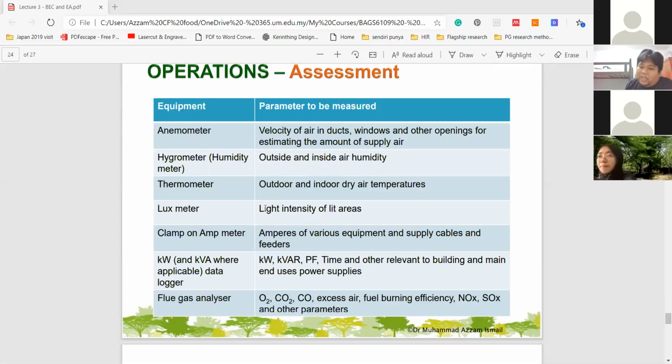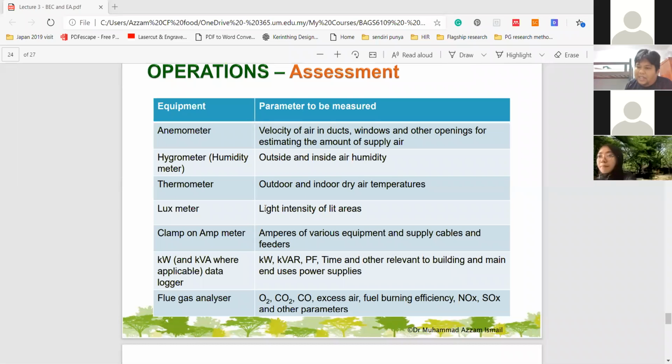And then the other one is the clamp on amp meter, which I have, and also the kilowatt hour data logger, which I also have, right? So if you need to use this, then we just use it. Otherwise, we just rely upon the whole building kind of energy consumption records.